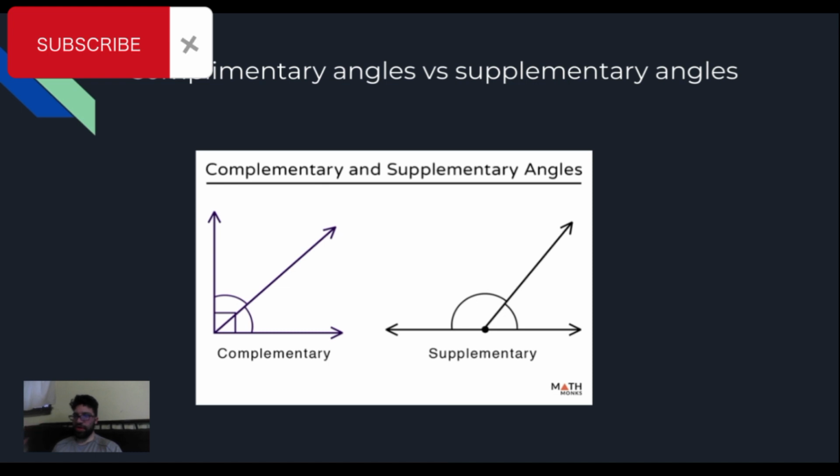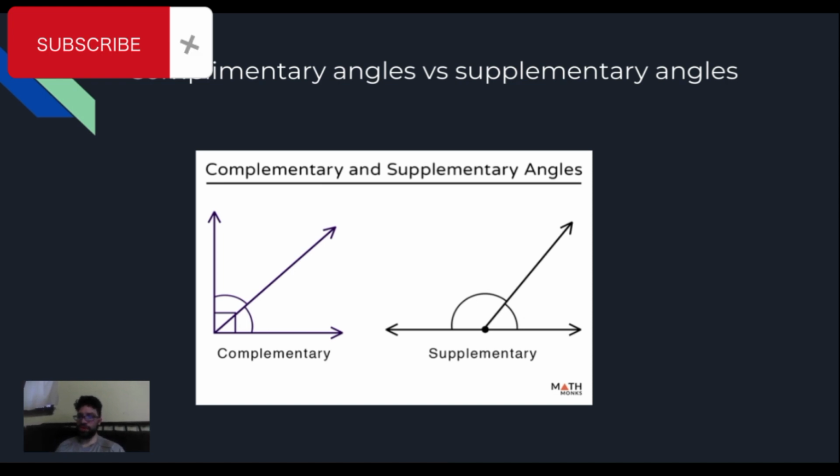So, by looking at this example, I can deduce that a complementary angle will always be part of an angle, or a full angle, that adds up to 90 degrees, whereas a supplementary angle will always be part of a total angle that adds up to 180 degrees.